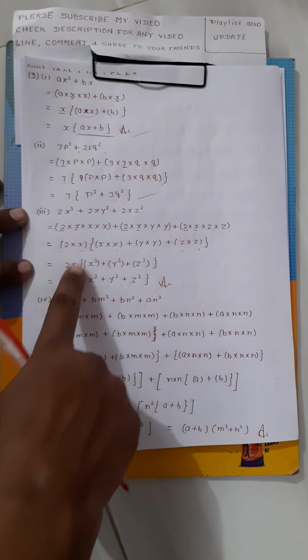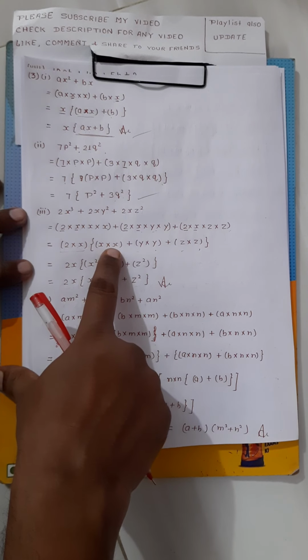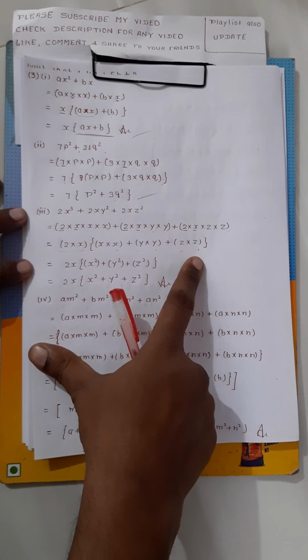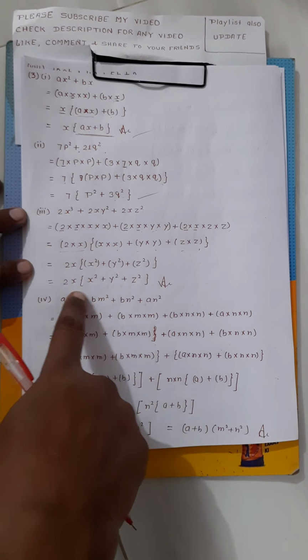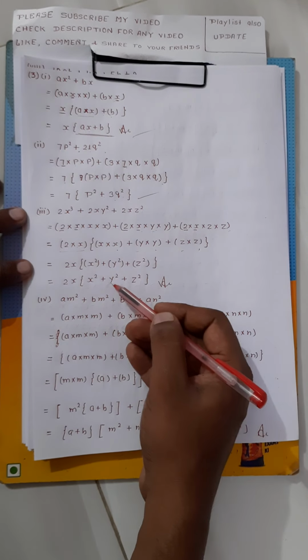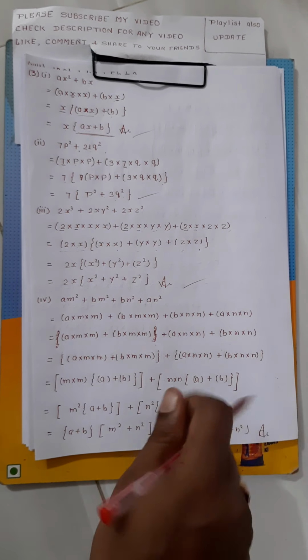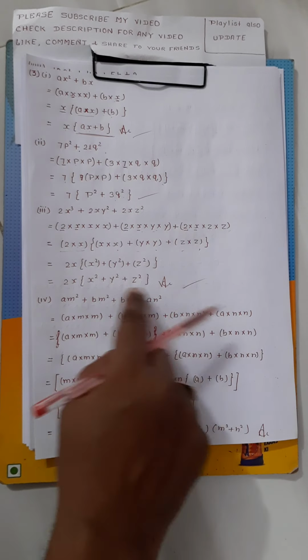So our value becomes 2x. x into x means x square, y into y means y square, and z into z means z square. So our value becomes 2x times x square plus y square plus z square. Completed. Now we cannot reduce it.